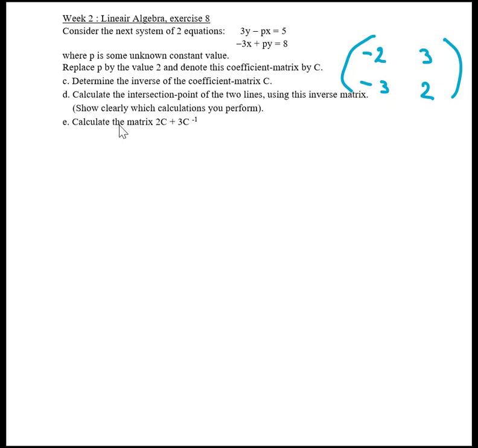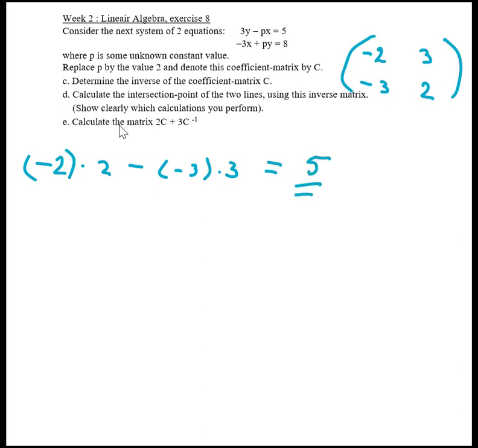So that would be 1 divided by the determinant. Okay, what is the determinant? That would be minus 2 times 2 minus 3 times 3. So that would be minus 4 plus 9, it would be 5.